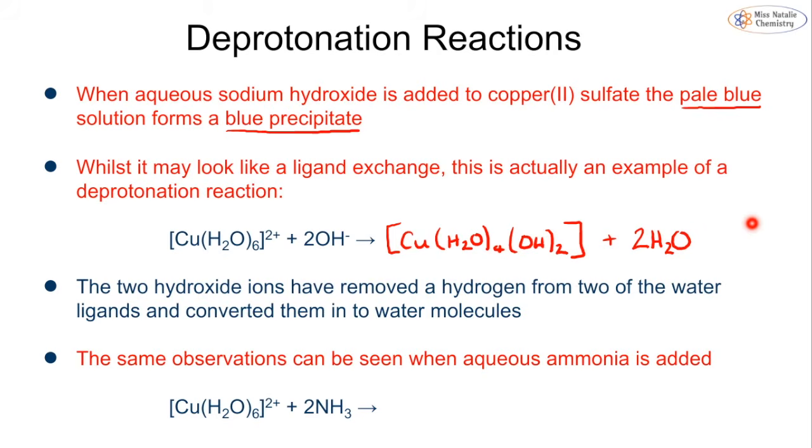And if we add aqueous ammonia, we see the exact same thing happening, where we can make the same complex where we've lost those hydrogens from the waters, but this time instead of making water molecules, we make ammonium ions. But we make the same complex, which is very important.